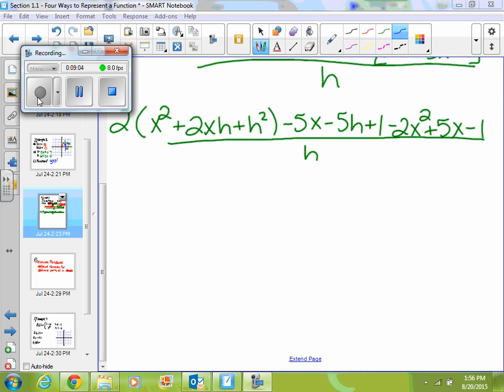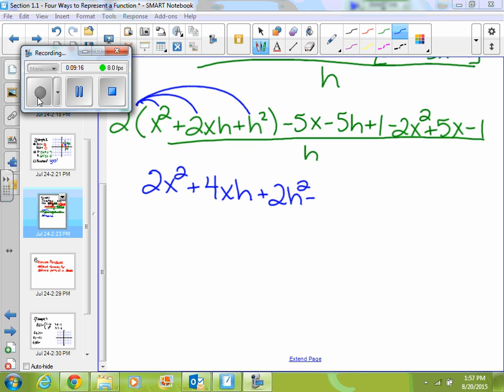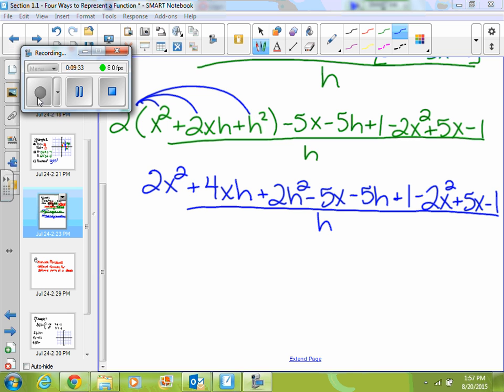Okay, if I distribute my 2, I get 2x squared plus 4xh plus 2h squared. And then everything else stays the same. So minus 5x minus 5h plus 1 minus 2x squared plus 5x minus 1, all divided by h.